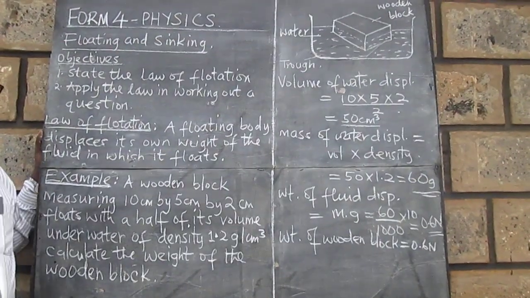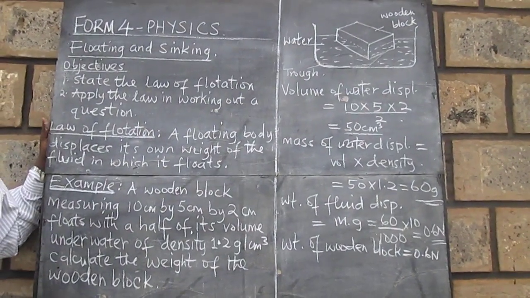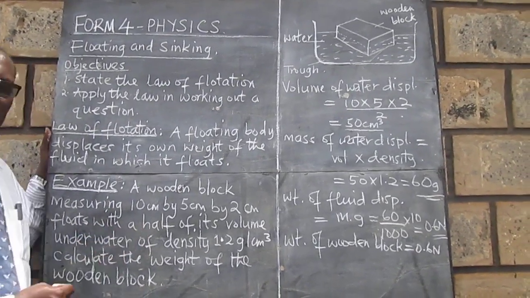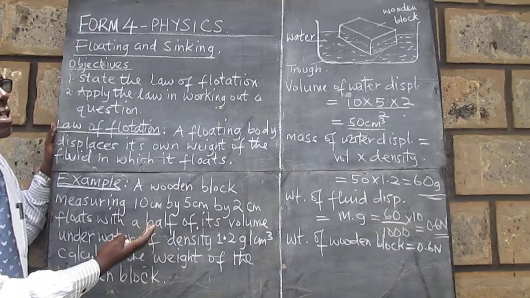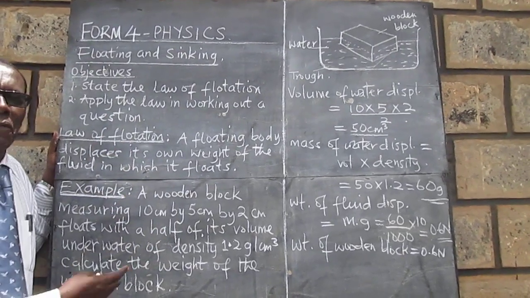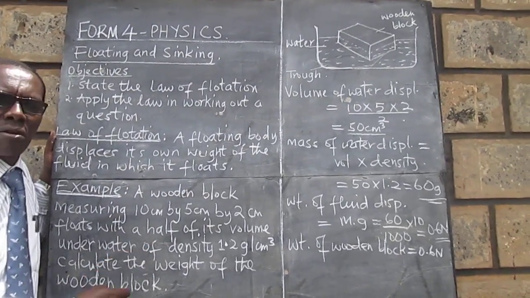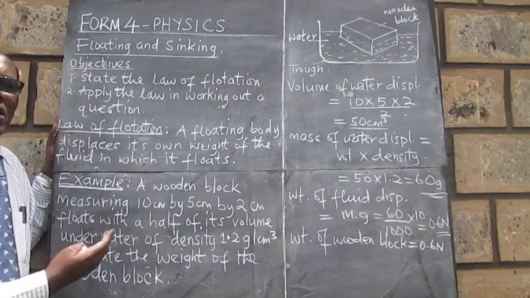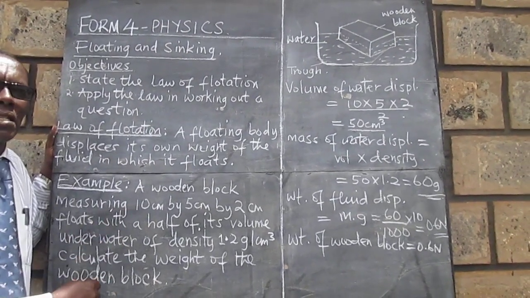So we are going to stop here, and for your assignment, for you to see whether you followed what we have done. Suppose the same block was floating in ethanol of density 0.8. Would its weight change? What would change in this case?